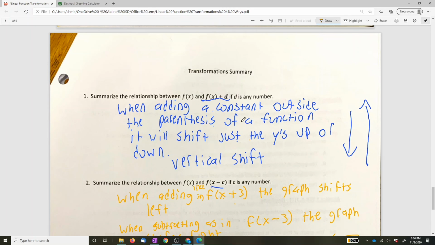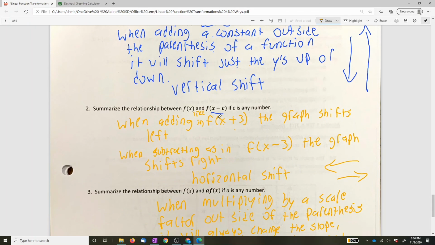If it's a +5, it'll move up 5. If it's a -5, it'll move down 5. Whereas if it's inside the parentheses, it's going to have kind of the opposite effect. A +3 moves it to the left, and a -3 moves it to the right.